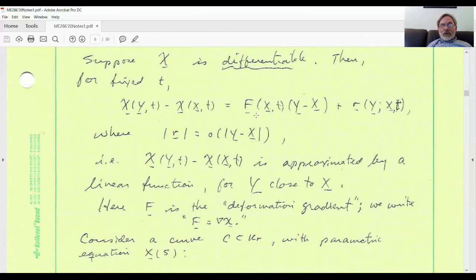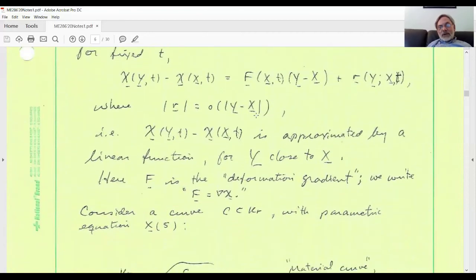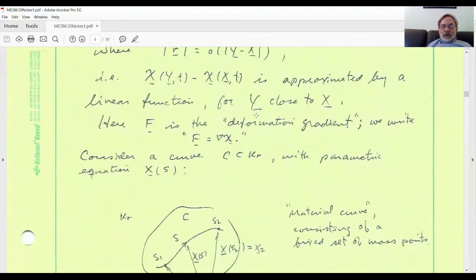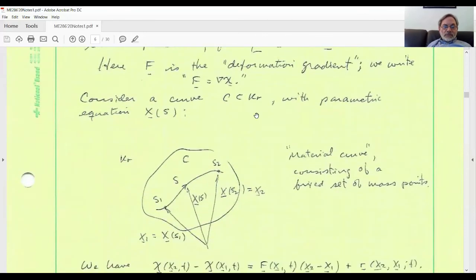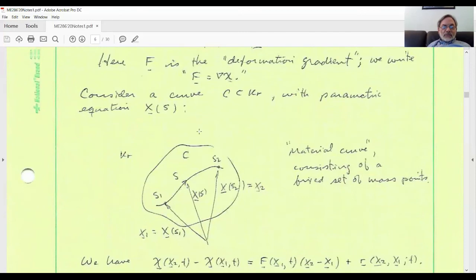That's fine. Unfortunately, it's not an immediately useful definition. Let's see if we can use the definition to extract something that is more directly useful. To that end, let's imagine drawing a curve in the reference configuration consisting of a fixed set of material points. So it's a fixed curve, C, in the reference configuration.